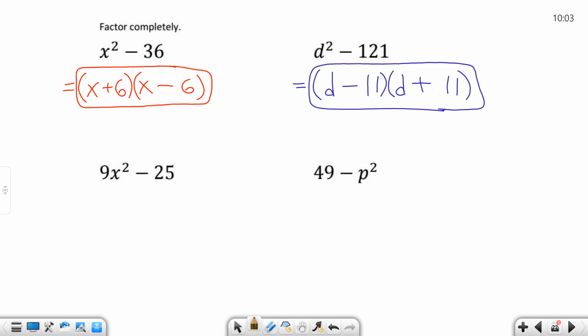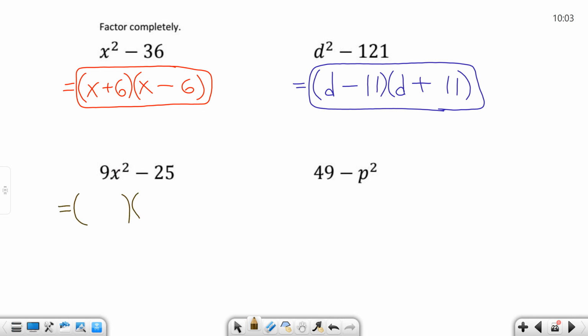9x squared minus 25. Is there a GCF? There's no GCF. 9 and 25 don't have anything in common. Both terms don't have an x. There's no GCF. So then, does it meet the criteria for difference of squares? Well, it's 2 terms, yes. It's a difference, yes, right? We got a positive and a negative. Are 9 and 25 perfect squares? Yep, they are. Is that an even power? Yep. So guess what? It meets the criteria.